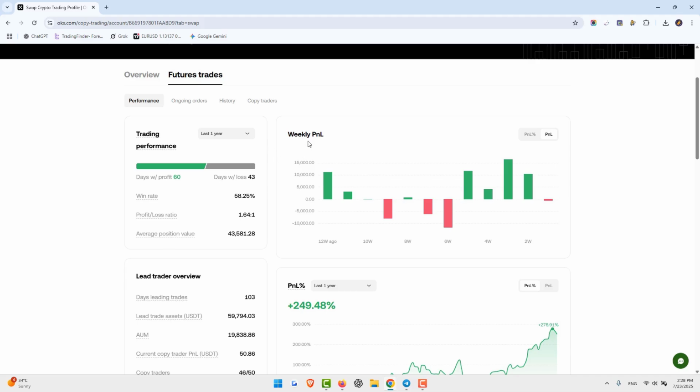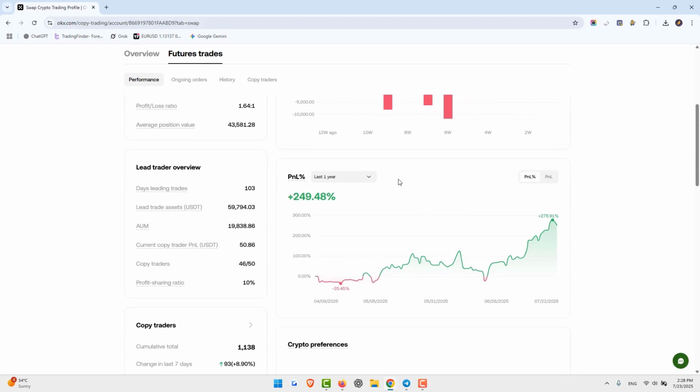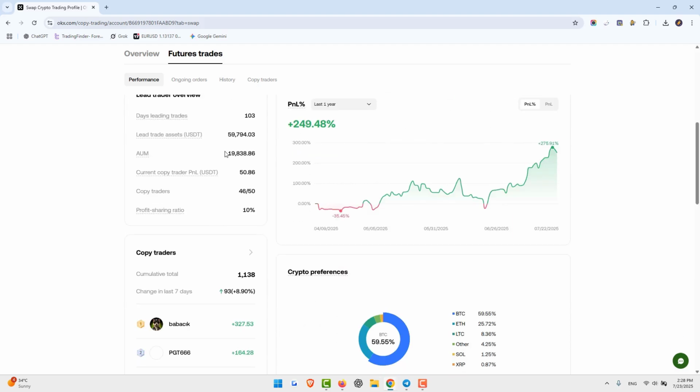Here you can see the weekly profit or loss chart. It is displayed for you here, and you can view the chart in this section below. The number of active days as a lead trader, the trader's own assets, and the assets under their management are shown here, along with the amount of profit and loss. Currently, you can see copy trading and the number of followers.